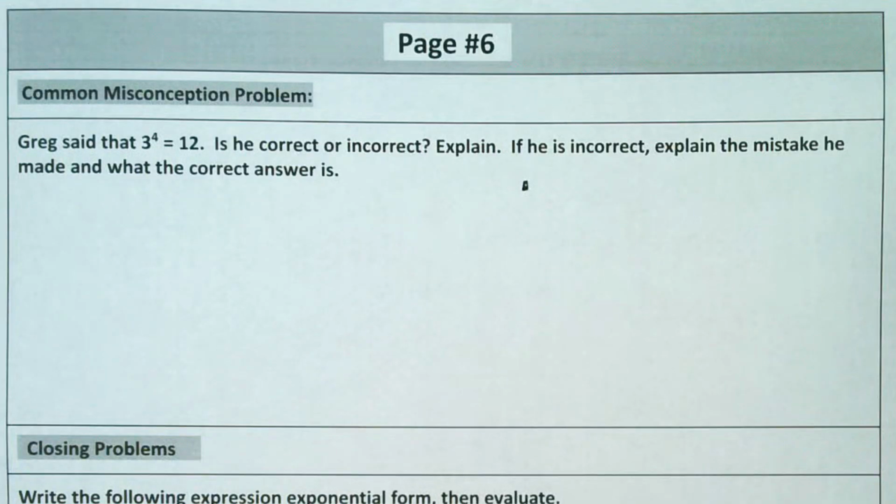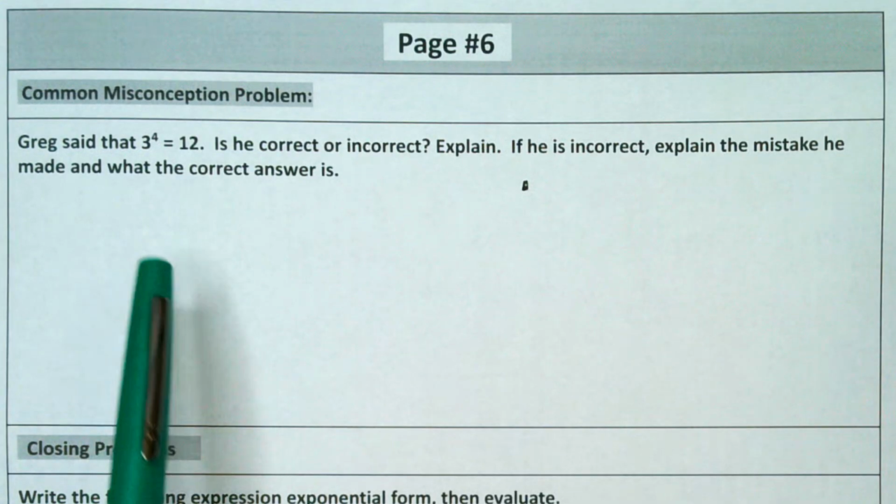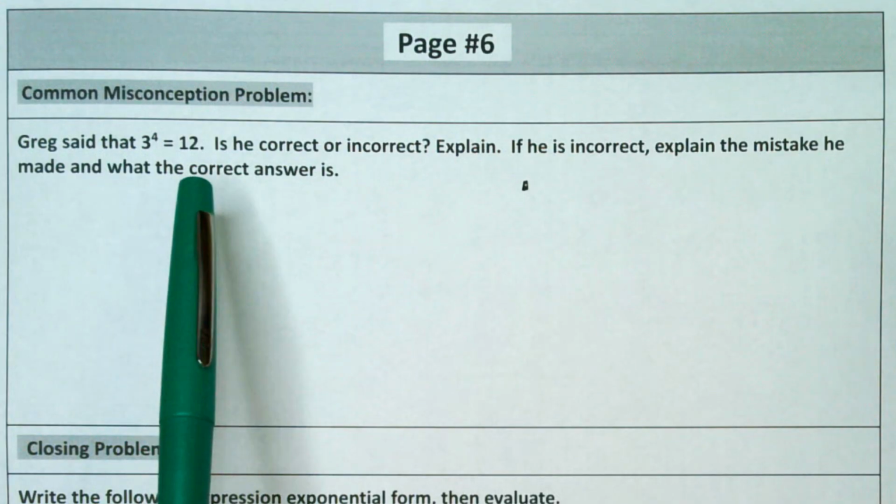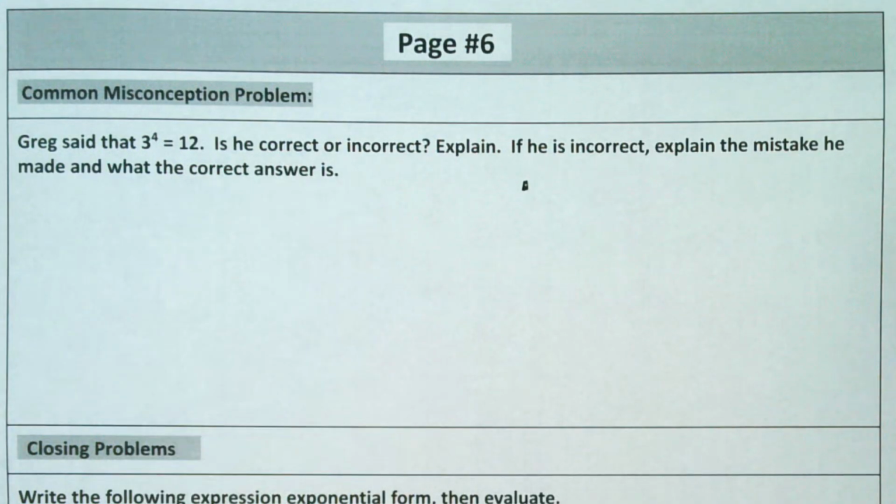Let's take a look at our common misconception problem. It says, Greg said that 3 to the 4th power equals 12. Is he correct or incorrect? Explain. If he is incorrect, explain the mistake he made and what the correct answer is. Pause the video and complete this problem. Come back once you're finished.